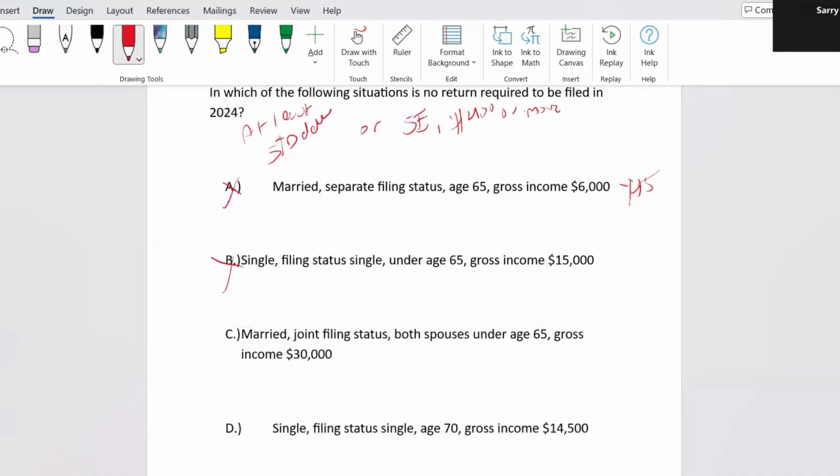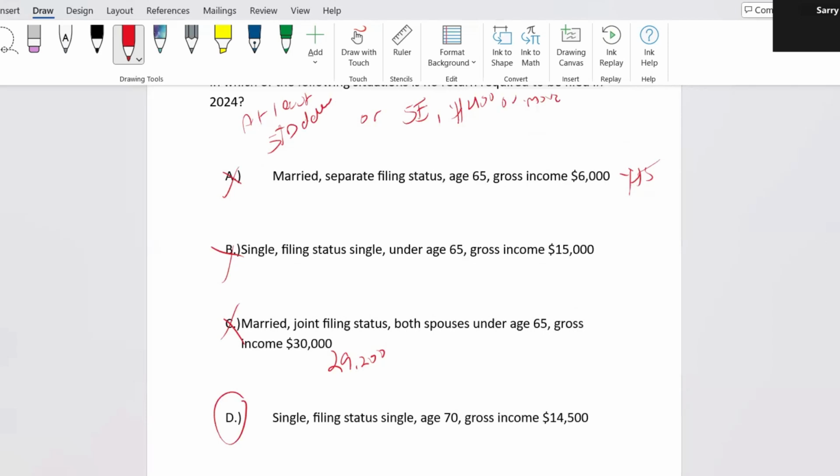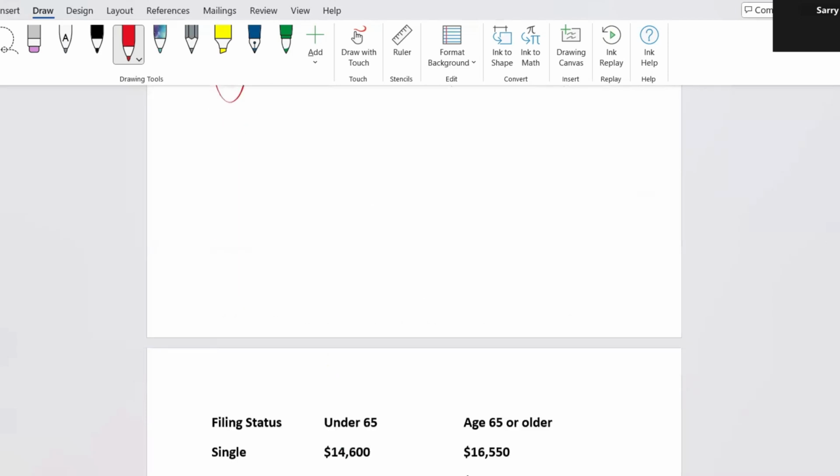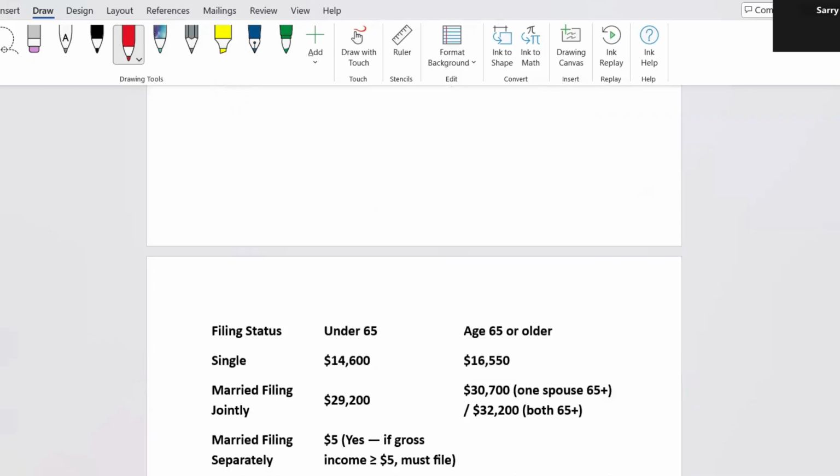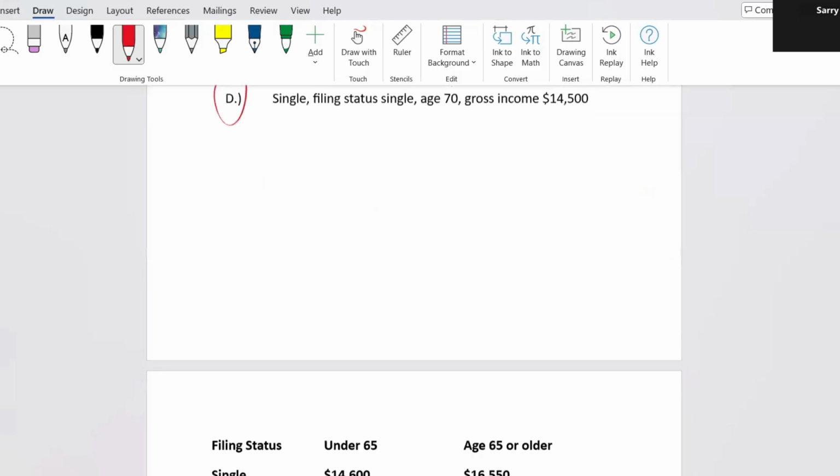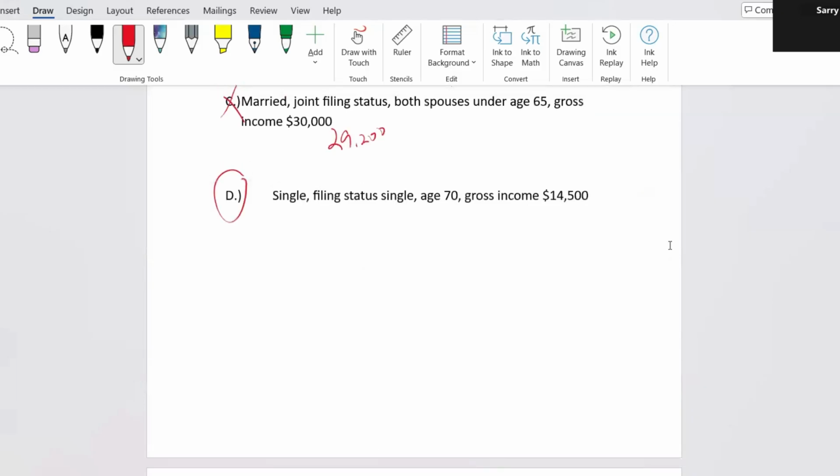We eliminate this one. Married filing jointly, both spouses under 65, gross income 30,000. Yes, 29.2 for MFJ. They're above that, so we eliminate that one. Which leaves us with this one as the correct one, single, age 70, and then we can just double check that one. So if somebody is single above 65, we come over here. So single above 65 is 16,550. This person makes 14.5. So they're under the standard deduction, which means they do not need to file a tax return.